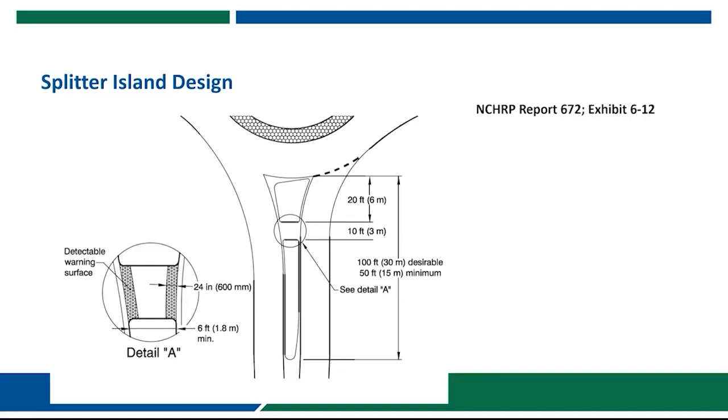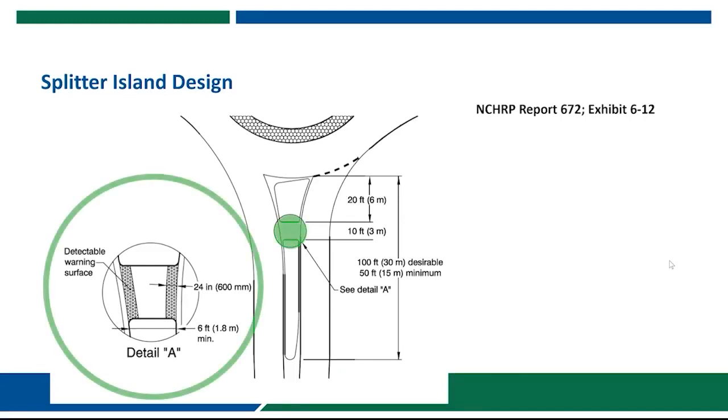NCHRP Report 672 provides additional details related to the splitter island design. This includes the pedestrian refuge area, where a minimum of 6 feet in width is needed. This is required in order to meet ADA for providing 2 feet in width of detectable warning surfaces on each side of the pedestrian refuge, as well as a minimum of 2 feet of clear space in between those detectable warning surfaces. The 6-foot width also helps to support pedestrians pushing strollers or a cyclist that is walking their bicycle across the pedestrian crossing to be able to fit within that refuge area.